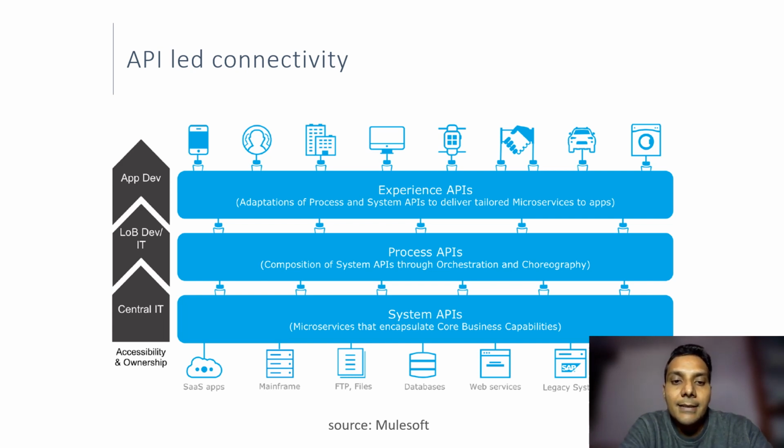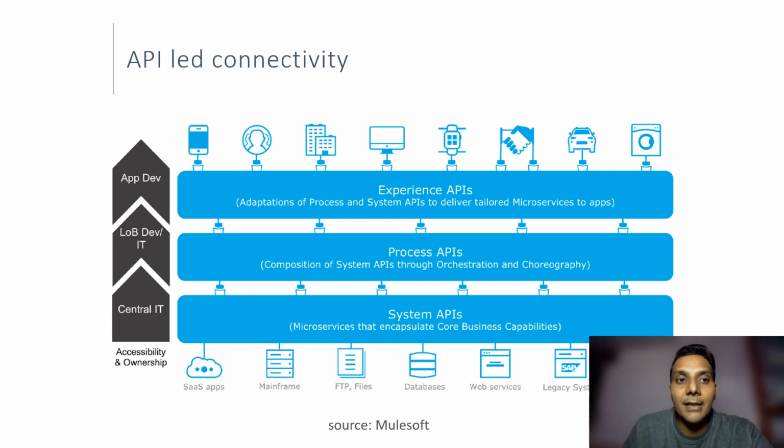Then there is a layer of process APIs, and process APIs define and share common processes such as aggregating account balances, accessing creditworthiness, creating a new customer. So they manipulate and aggregate data from system APIs. They also implement complicated business logic.